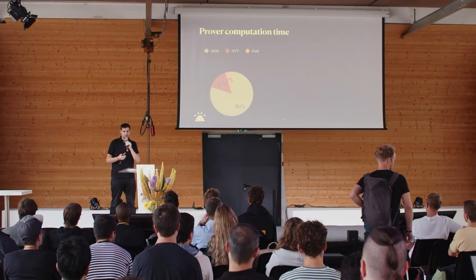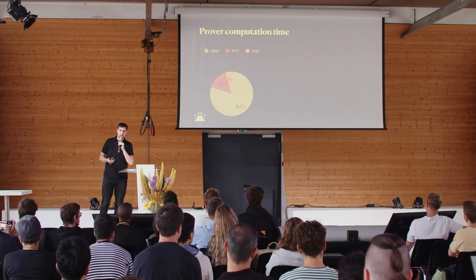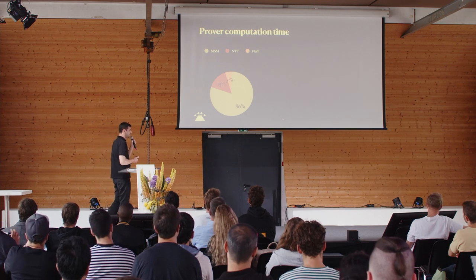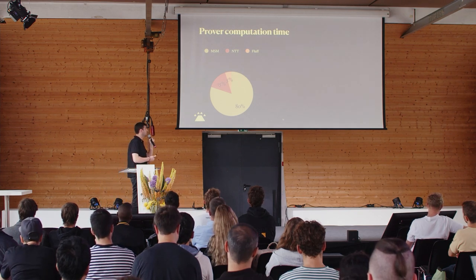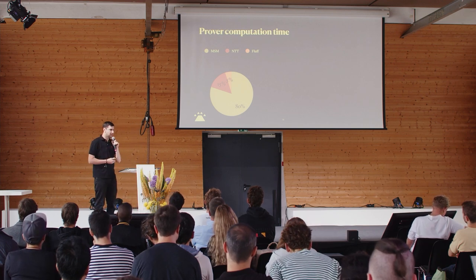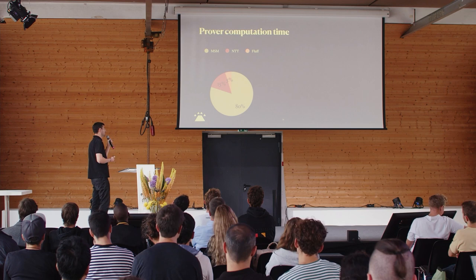So we have basically three parts. We have the multiscalar multiplication, MSM, we have the Fourier transform, the NTT, which is a Fourier transform over finite fields, and we have what I call here fluff. This is the rest of it, and I'll explain a bit about it later.